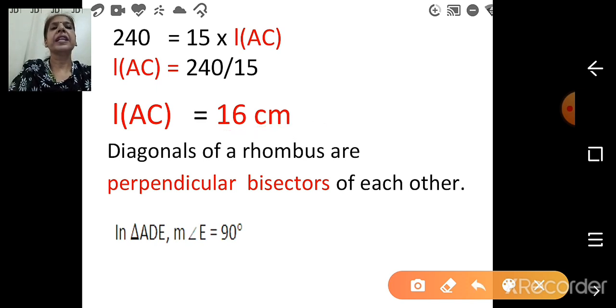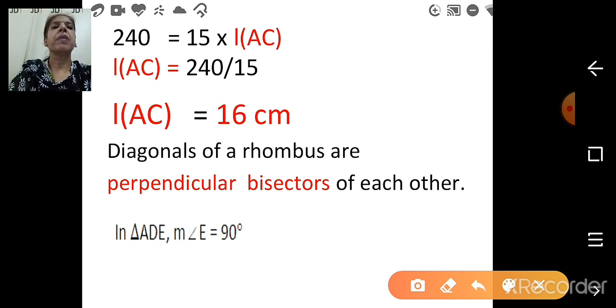Even you can do the direct division. 15 ones are 15. Then you will subtract, you get 9. It becomes 90. So 16. Or actual division you have to do. So we got another diagonal, and that is 16 centimeter.